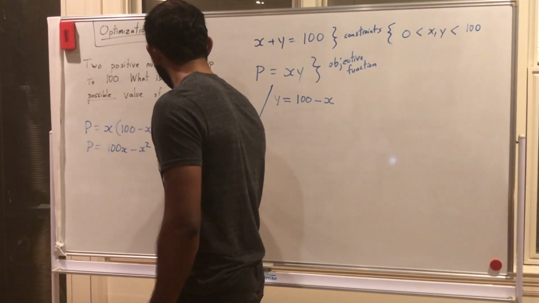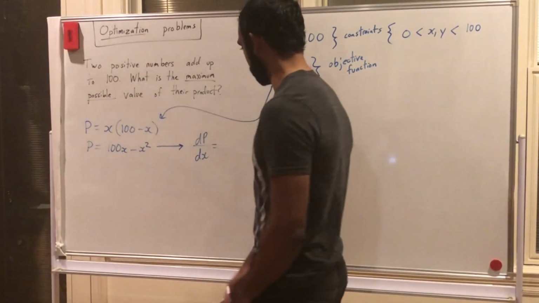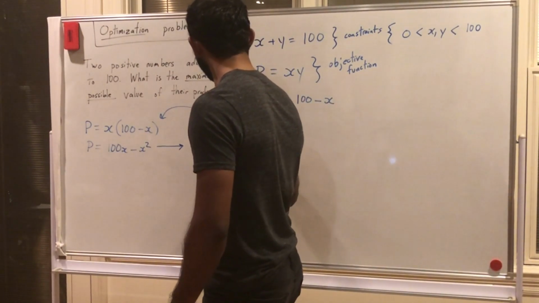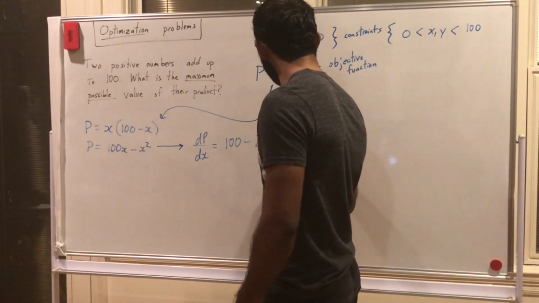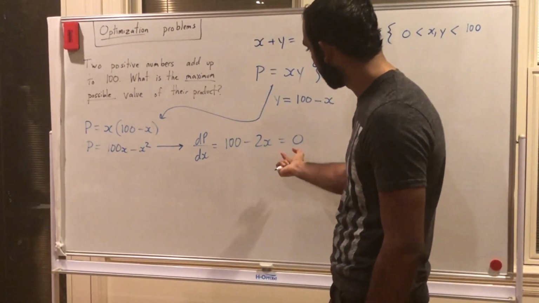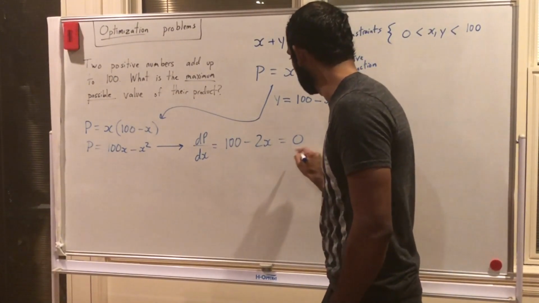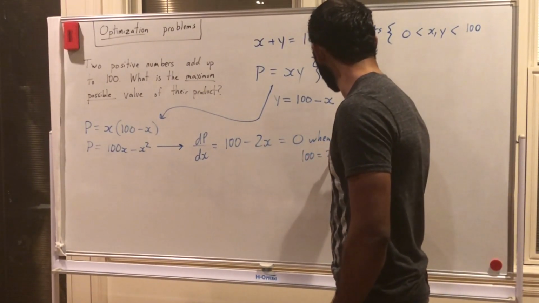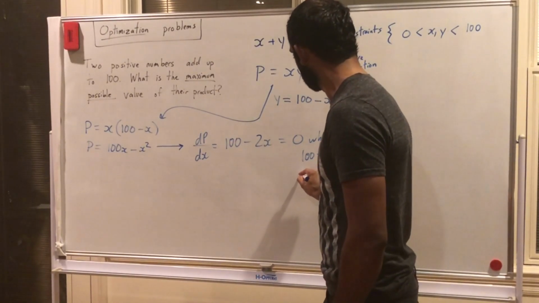First derivative, dp over dx, or you can say p prime if you want. First things first, I need to find that derivative. That is 100 minus 2x. That thing equals 0 or undefined. It never equals undefined, so I only have to worry about 0. It equals 0 when 100 equals 2x. In other words, when just plain old x equals 50.